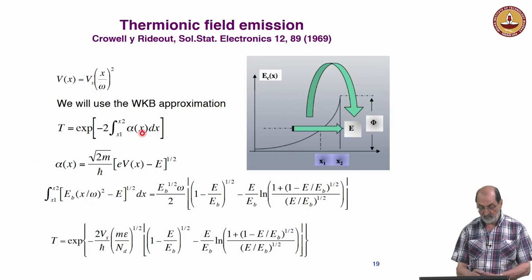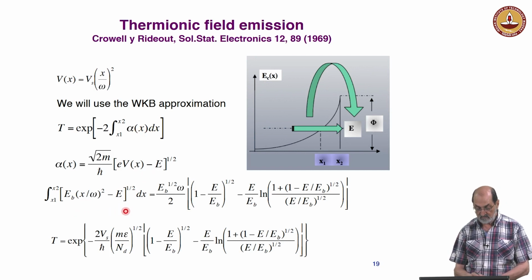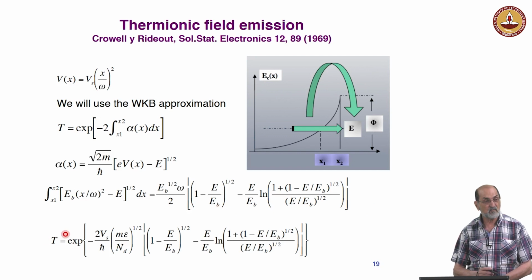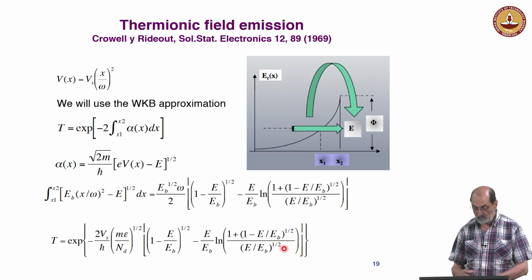So alpha of x has this form. We have to plug this in here and do this integral. Fortunately, this integral is in tables. You see the solution is not so simple, and eventually we get the transmission probability, which depends on all this. It depends on the energy of the electrons, and all the electrons do not have the same energy. That's why we have to integrate.